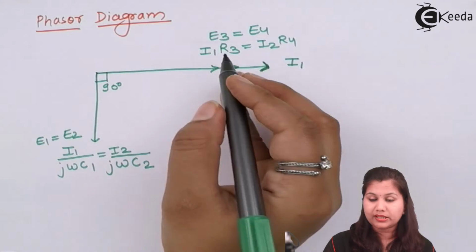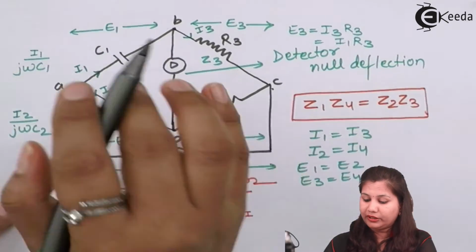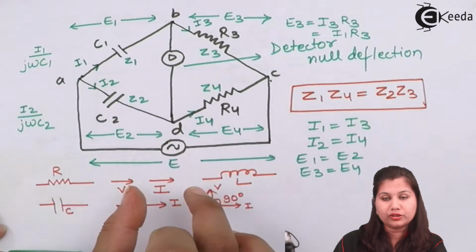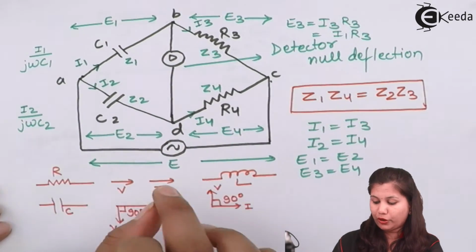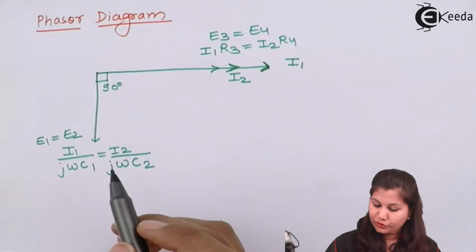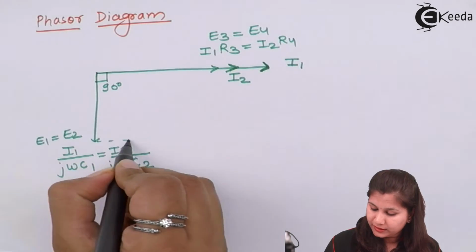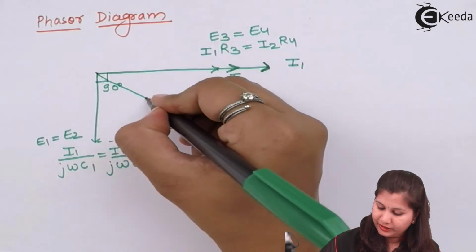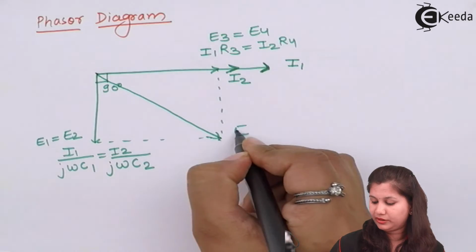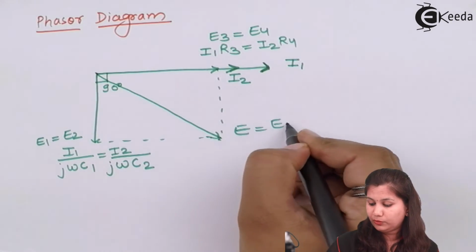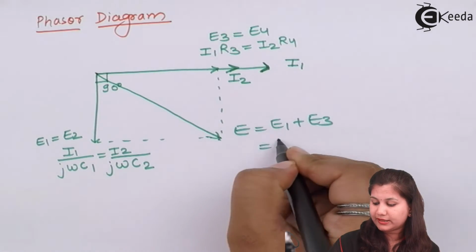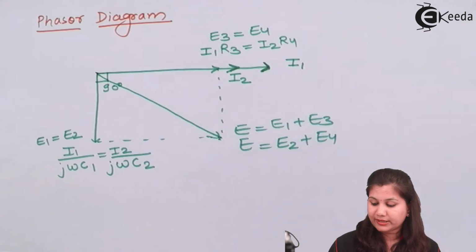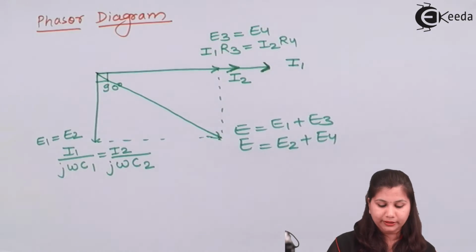Now this was E1, this is E3. So E1 plus E3 is equal to the total voltage drop, and E2 plus E4 is also equal to the total voltage drop, that is E, the total EMF. So if we extend these phasors, then we will get the resultant phasor for the total EMF E, which is the sum of E1 plus E3, or the sum of E2 plus E4. So this is the phasor diagram for the De Sauty bridge.